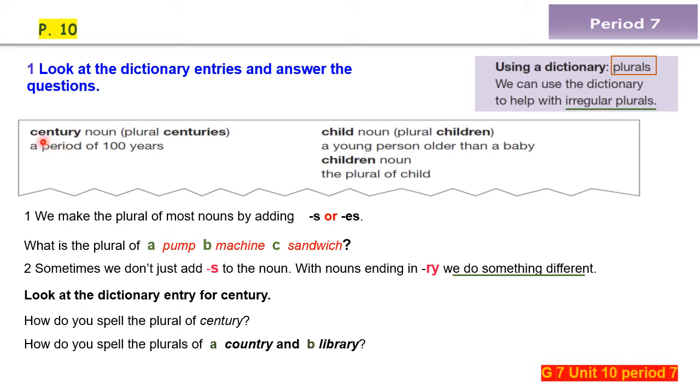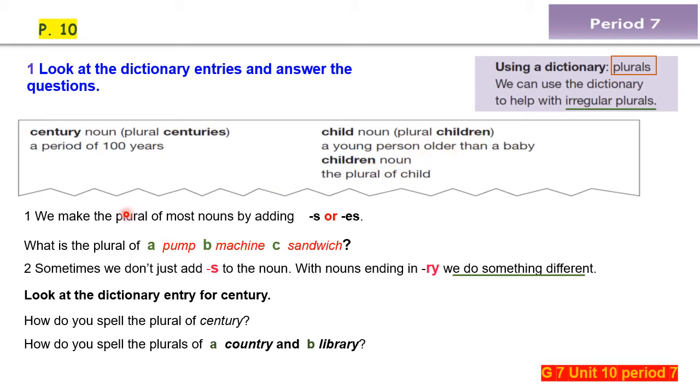Century. Century is a noun. The plural of century is centuries. We didn't add s after the y. We changed the y to i, then added es. So this is different from the normal plurals. Child. Child is a noun. The plural is children. Here also it is different.